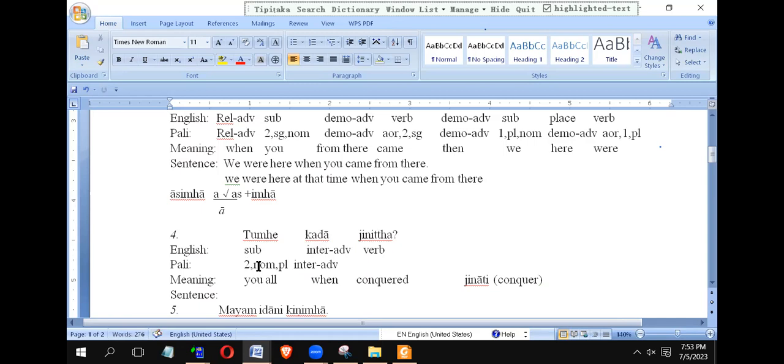Okay, next one. Pāḷi, this is an interrogative adverb. Then jinatha is second person. Is it the Aorist second person? Second person plural. Plural, okay. So the meaning, the translation is?